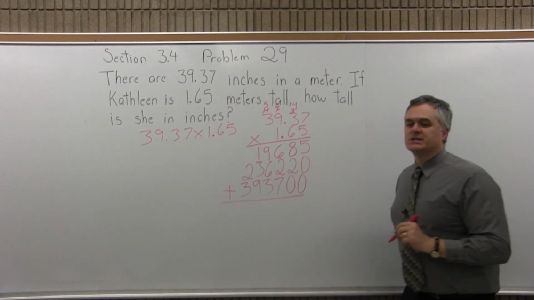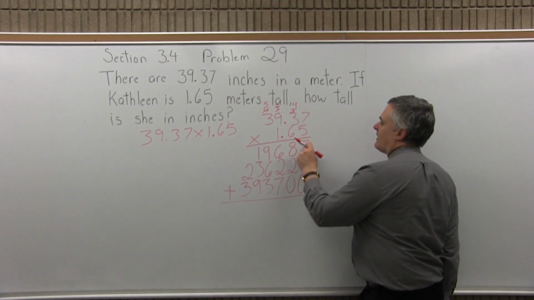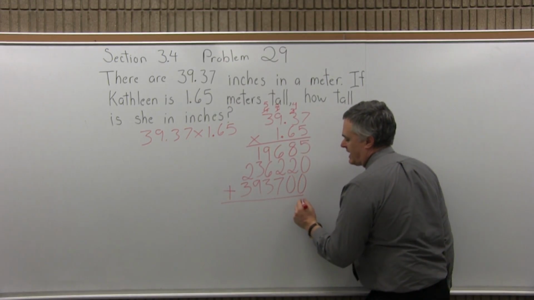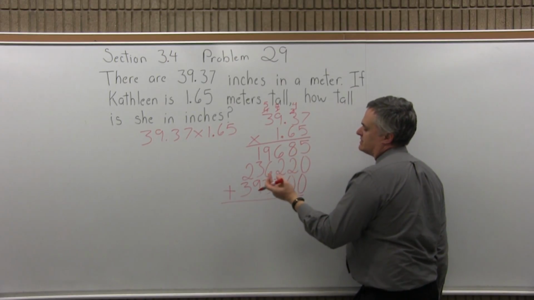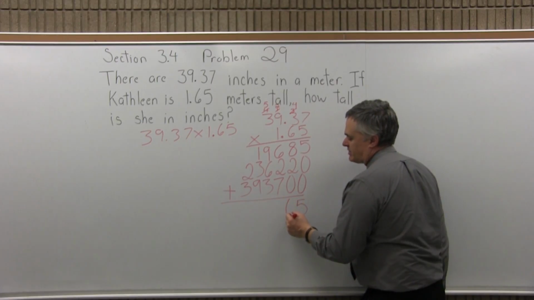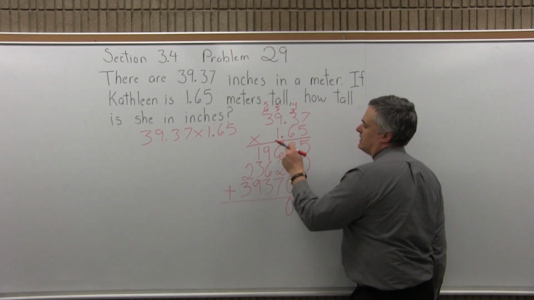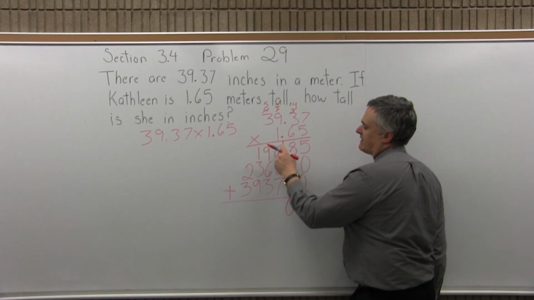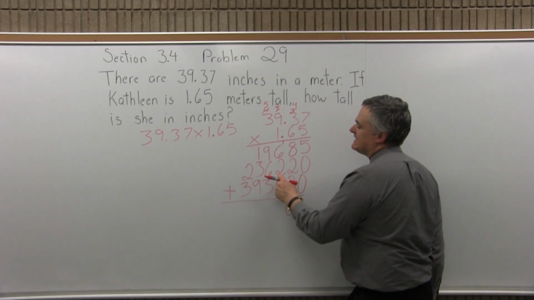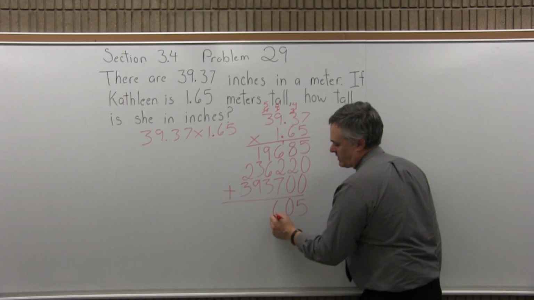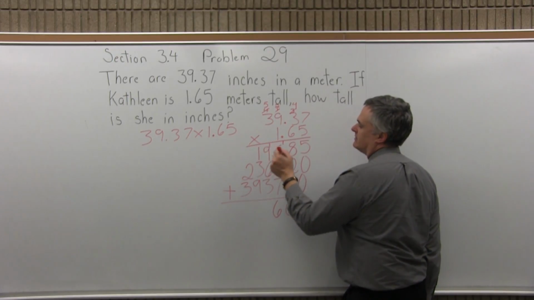Now I can add my results together. 5 plus 0 is 5. 8 plus 2 is 10. 10 plus 0 is still 10. So for 10, I put the 0, carry the 1. Now 1 plus 6 is 7. 7 plus 2 is 9. 9 plus 7 is 16. So for 16, write the 6, carry the 1.